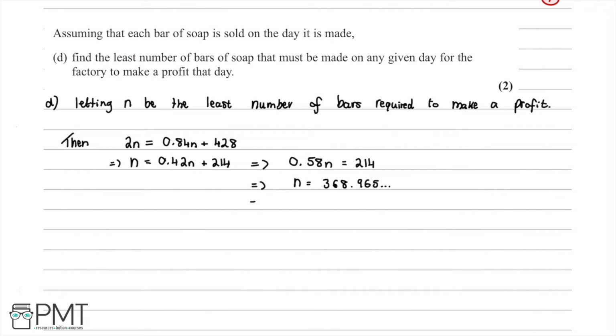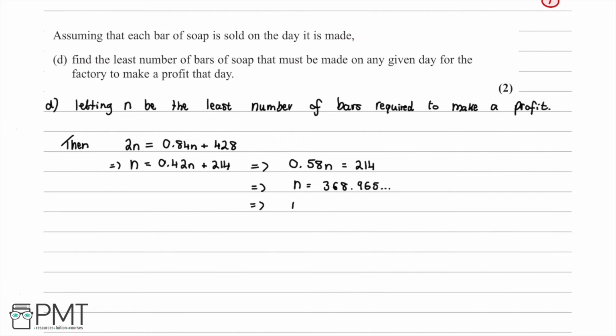368.965. And we're asked to find our answer to a bar of soap, and we aren't dealing with decimal bars of soap, we're dealing with full bars of soap. So we therefore round this to the nearest whole number, which is 369 bars.